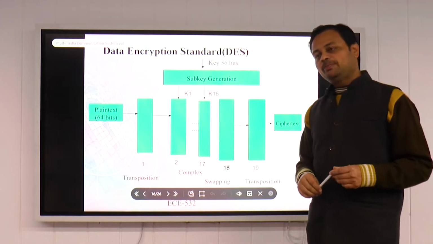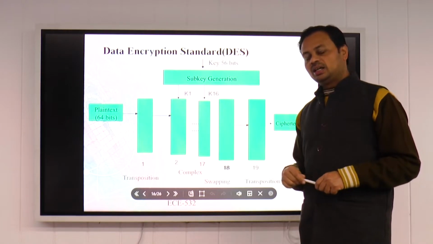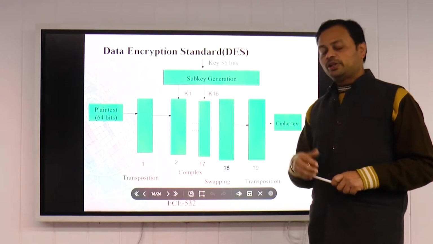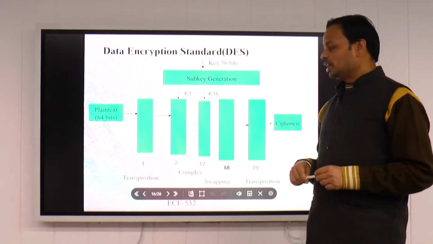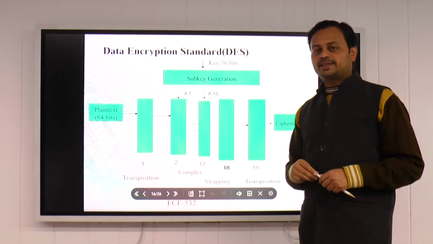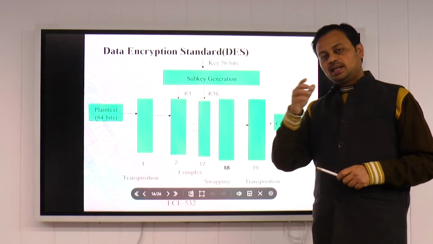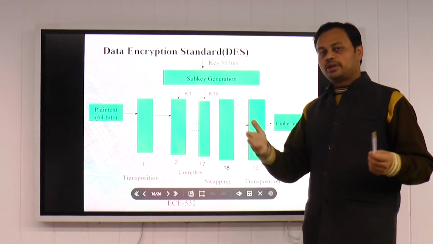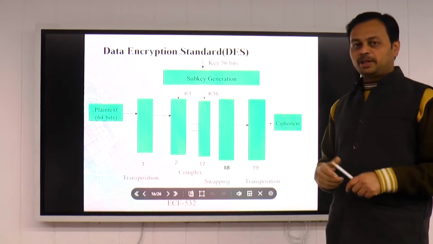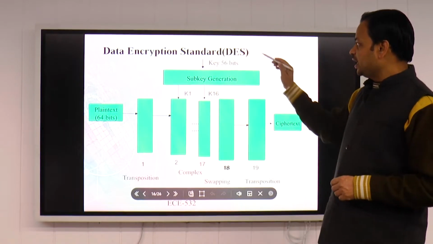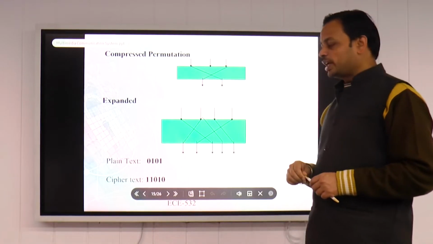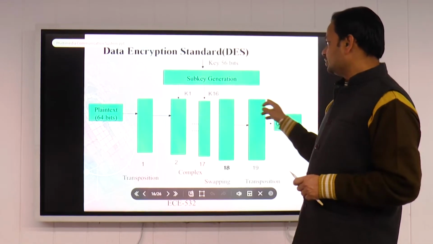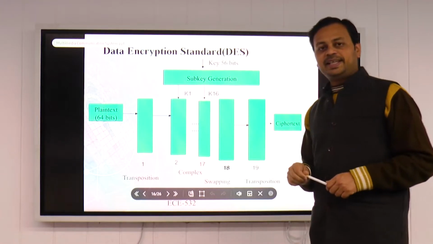Now one of the very popular algorithms used in cryptography, I'll try to introduce you to the concept of that algorithm, in which all these techniques which we have just studied, substitution, permutation, transposition, XORing, can be used, or multiple of them can be used. This is a very popular algorithm used in cryptography, that is the Data Encryption Standard, DES.